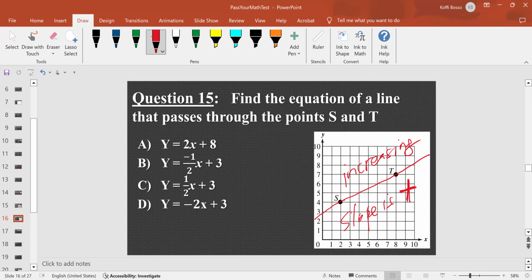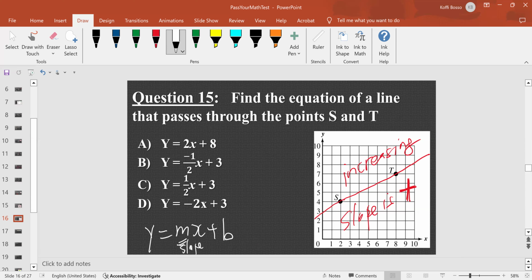If you look at all 4 choices, you'll see that this is in the form y equals mx plus b, so m represents the slope, the number attached to x. The slope is negative for B, because we have negative 1/2. The slope is negative for D, because we have negative 2. So B and D are out. We have A and C.